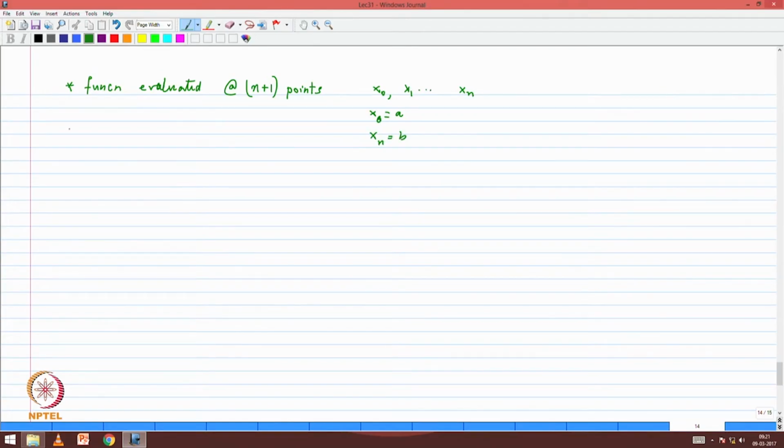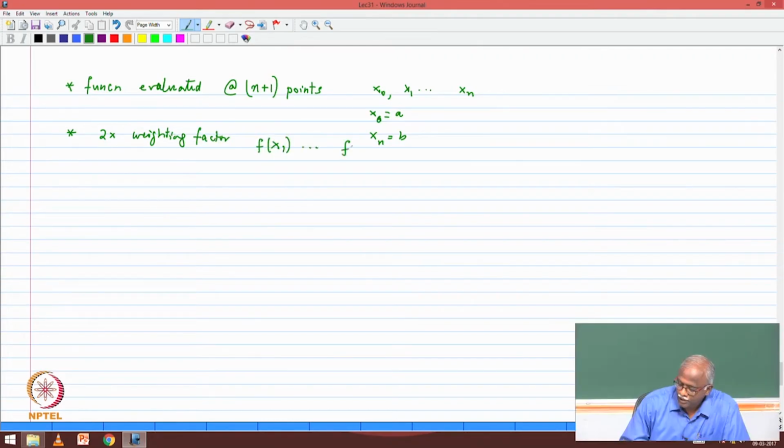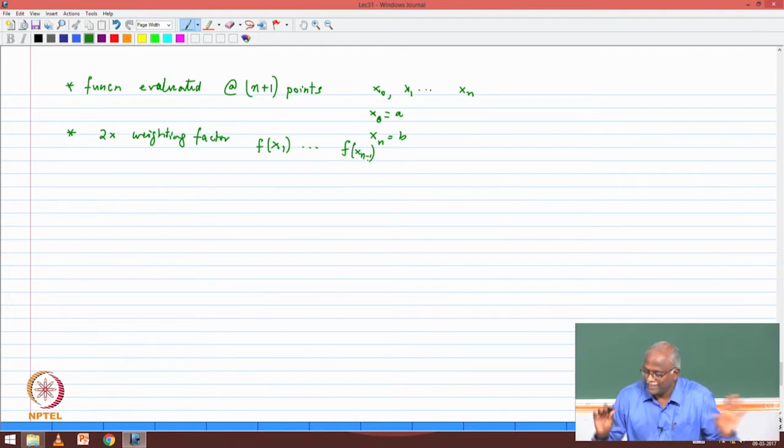Okay. And we also note that you have a 2x weighting factor for the following points, which is x1 all the way to f of xn minus 1. Okay, so except the first and last, you get slightly higher weightage for a factor of 2, but the important point is that you preserve the area of the trapezoids and do the integration.